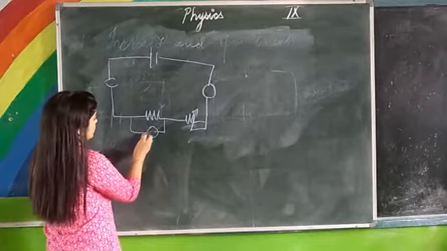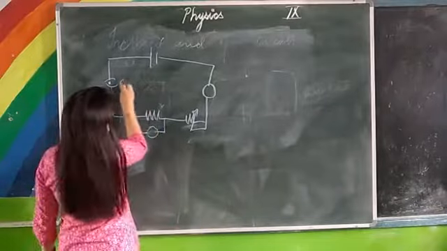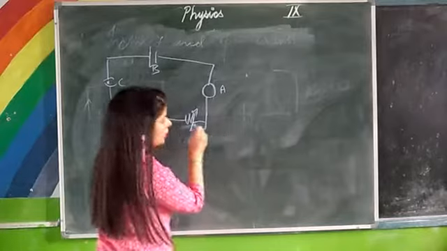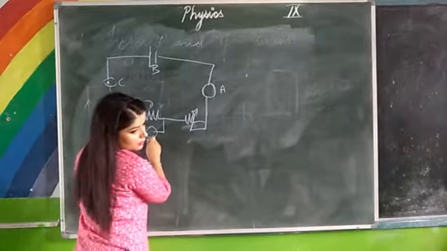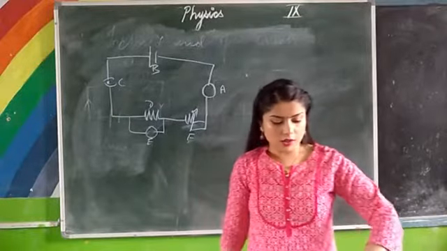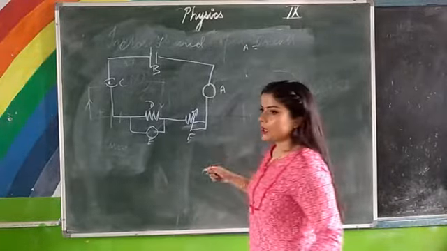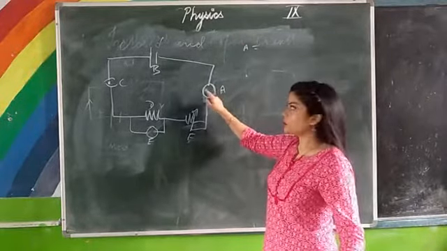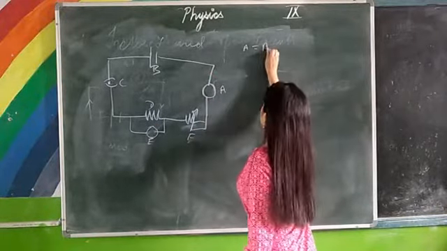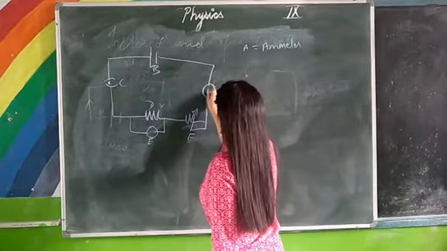The circuit is like this, so we need to label it and note down the functions of each element, and even mention the direction of the current. So let us start with A. What is our A over here? Anything round in a circle connected in series with the circuit is an ammeter. So A is an ammeter. So in place of this one, we can write A over here.